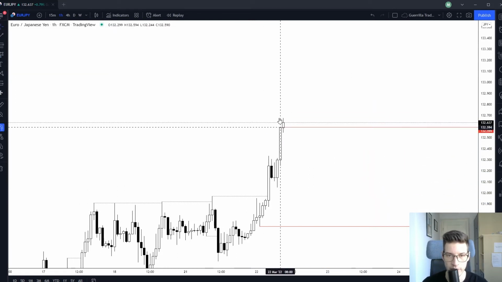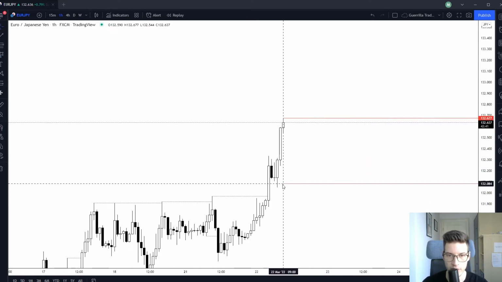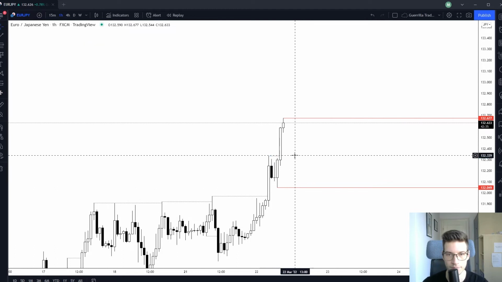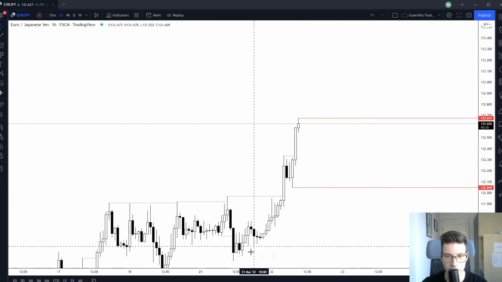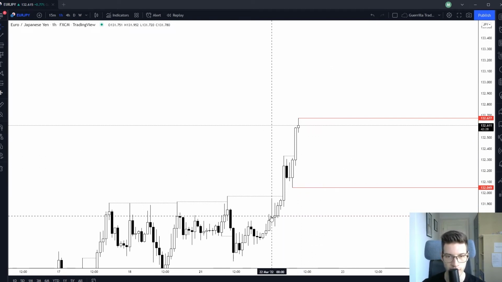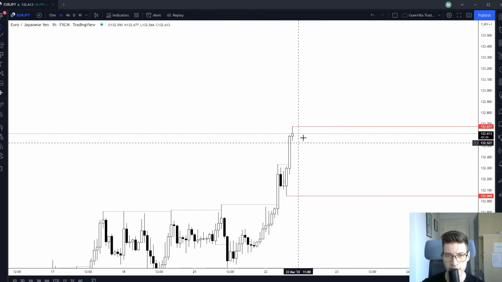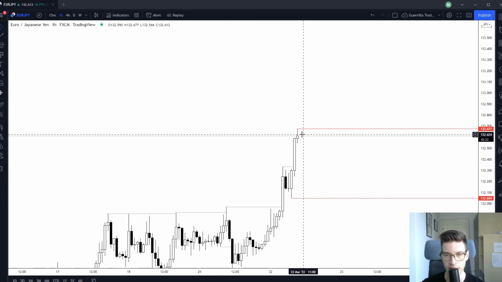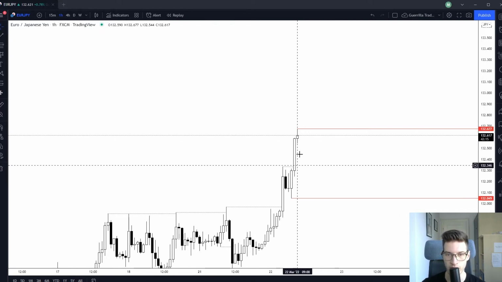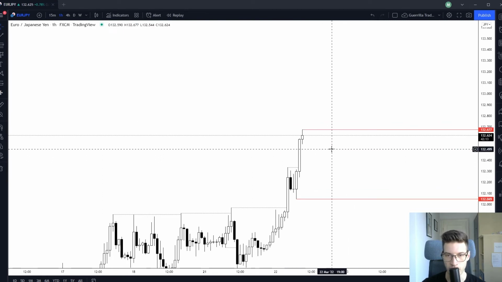So let me also move my lines just so everything is set up right. So we broke the high right here. Yep, so this does look like a good setup to go long. This does look like a good trend, but this candle is not forming in a way that I would have liked it for. So I'm removing my order for now, but still looking for long trades depending on how the price action plays out in the next few hours.